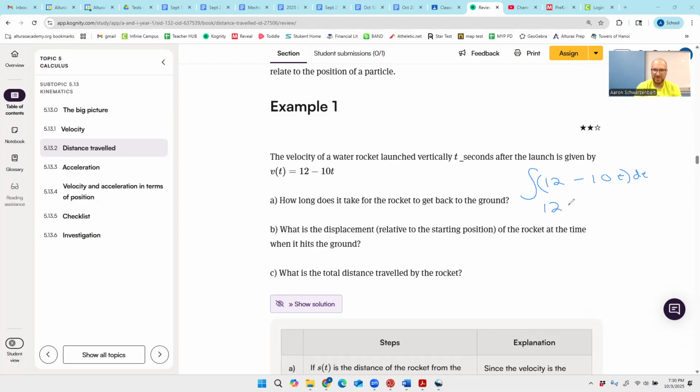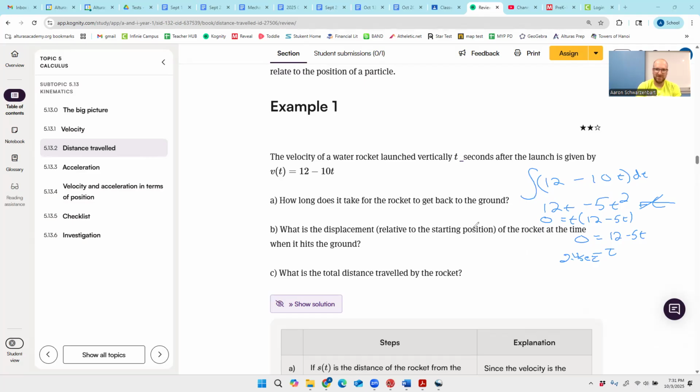So I get 12t minus 5t squared plus c. My initial height is 0, so the c is 0. So I'm looking for when this equals 0. I'll factor it. It equals 0 at t equals 0 for the first factor, or when 12 minus 5t equals 0. And when you solve that for t, you get 2.4 seconds.